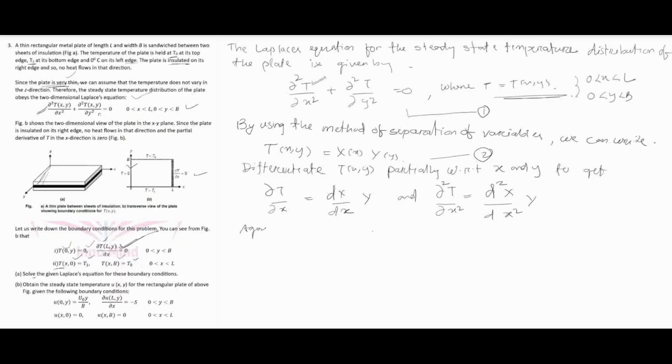Again, del T by del y is equal to dY by dy into X, and del square T by del y square is equal to d square Y by dy square into X. Let us take this as equation 3.